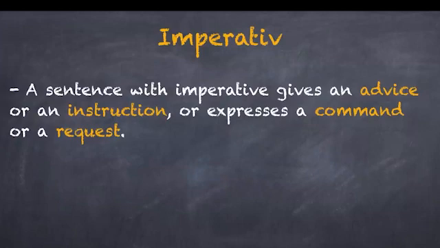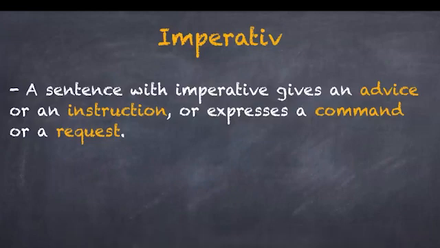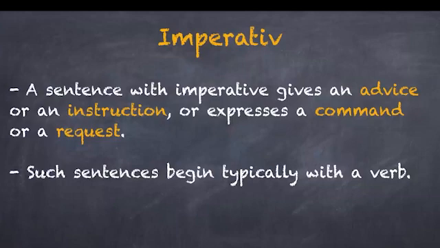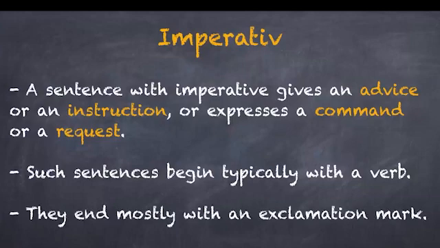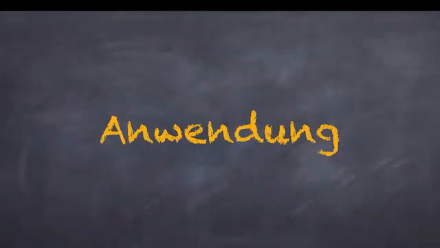A sentence with imperative gives an advice or an instruction, or expresses a command or a request. Here are a few examples of such sentences in English. Drive carefully would be an advice. Eat your vegetables. Close the door. Please listen to me. These are a few examples in English using imperative. Another thing to remember is that such sentences begin typically with a verb. Also, they end mostly with an exclamation mark.